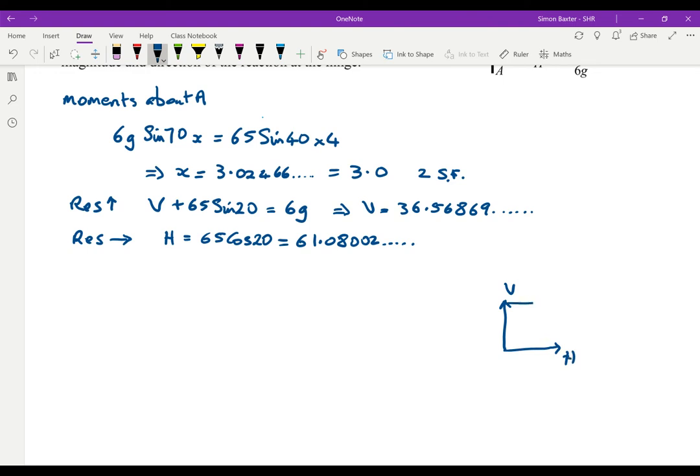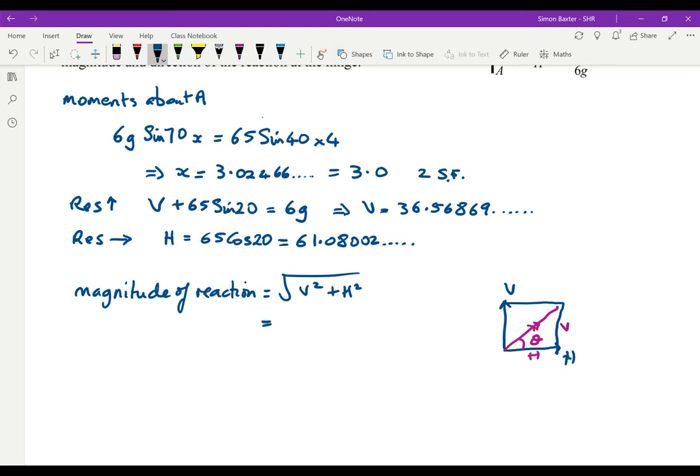If we want to add those together, we are looking for the sum of those two being the diagonal of the rectangle. So this length is H, this length is V, there's the angle with the horizontal, and now I've got enough on my diagram to sort out what's going on. The magnitude of the reaction at the hinge is going to be the square root of V squared plus H squared. A little bit of Pythagoras there. And pressing the buttons on that, you get 71.19015 with lots more numbers.